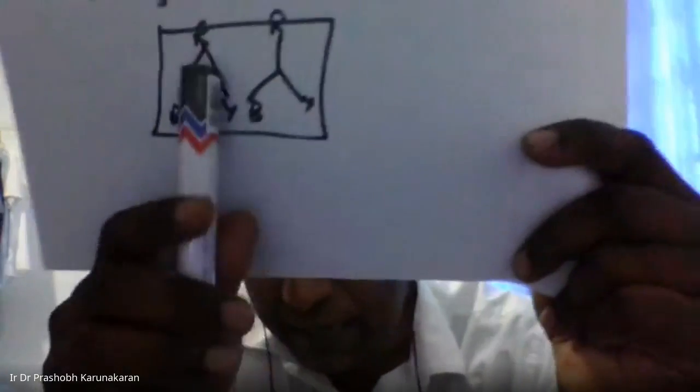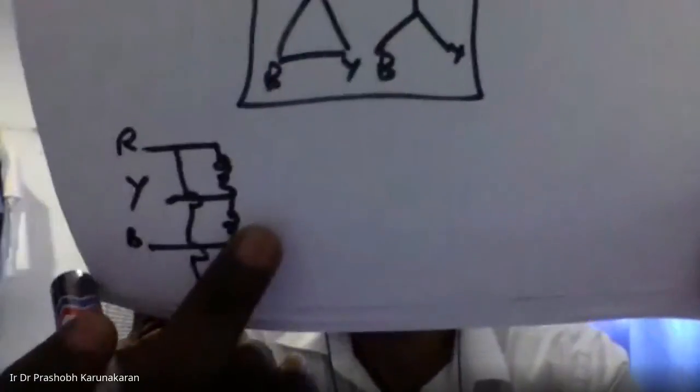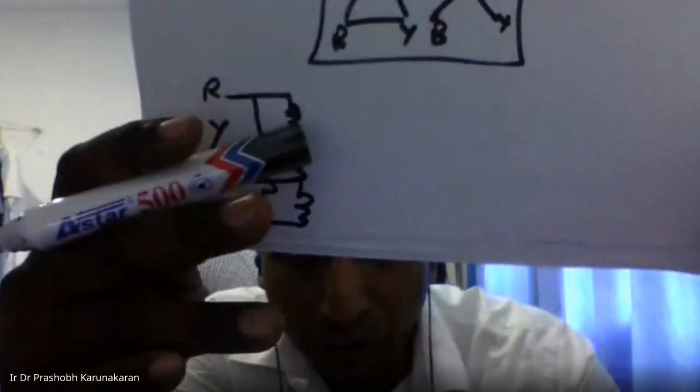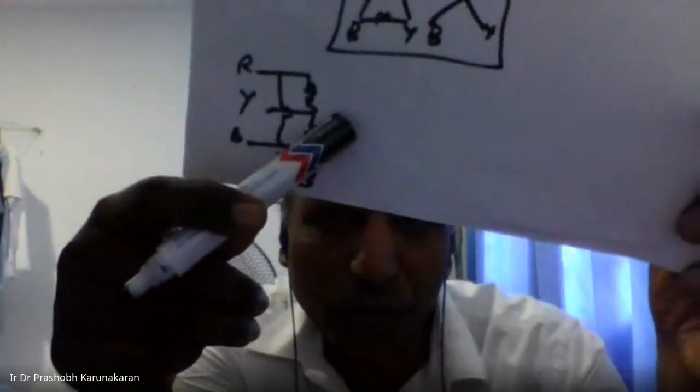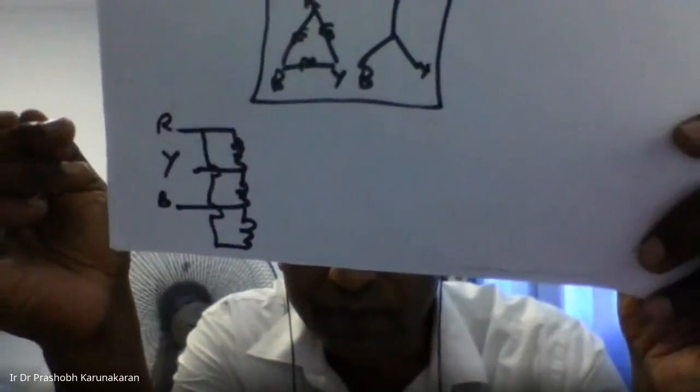The three phase, red, yellow, blue, goes in a delta form here, and here it goes in a star form. So if you look at a transformer winding, it's like this. This is delta. Red goes to the first coil, and then it goes to yellow. So basically the coil is here. You can see the coil up there. So that's how it goes: red to yellow, yellow to blue, and blue goes back to red. That's delta.